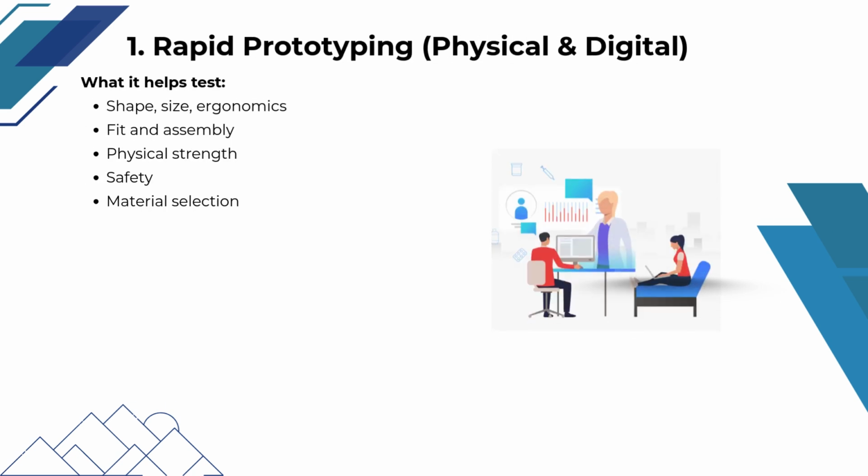Physical prototyping helps test critical aspects of a design such as shape, size, and ergonomics to ensure it is comfortable and practical to use. It also verifies proper fit and assembly between components, checks physical strength and durability, evaluates safety under real conditions, and supports correct material selection before moving to full-scale production.